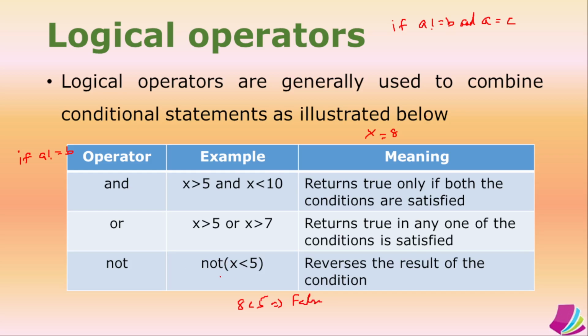Not, what it does is, it reverses the condition. So what you will get here, you will get true. So the expression inside the brackets results in false, not will reverse the answer, so you will get true. This is the logical operators.